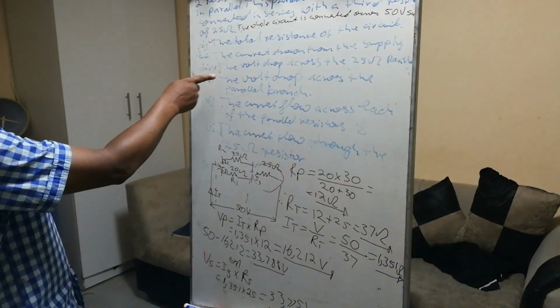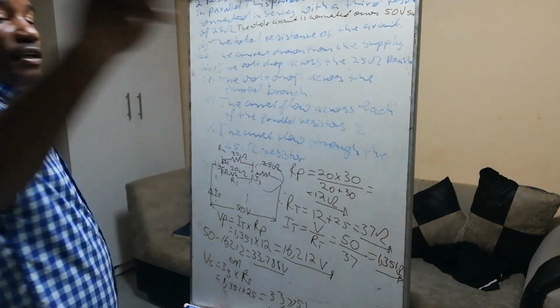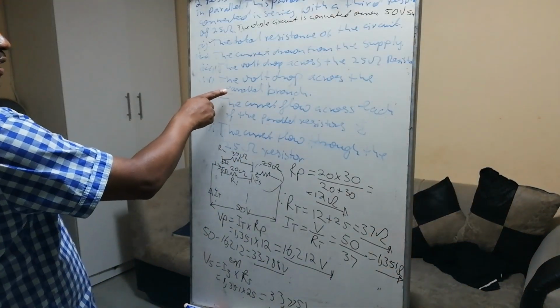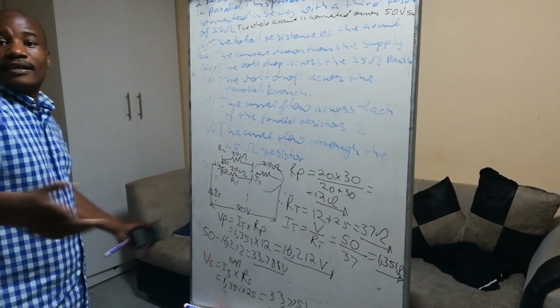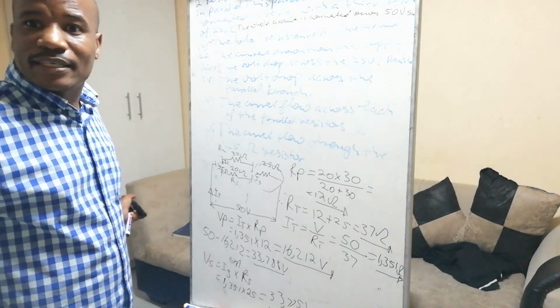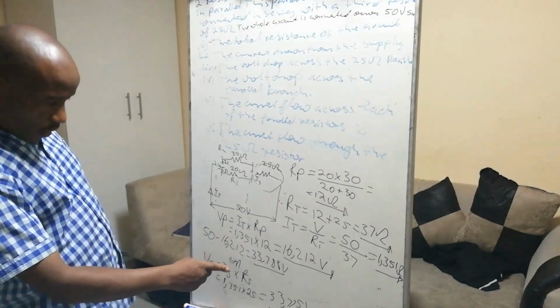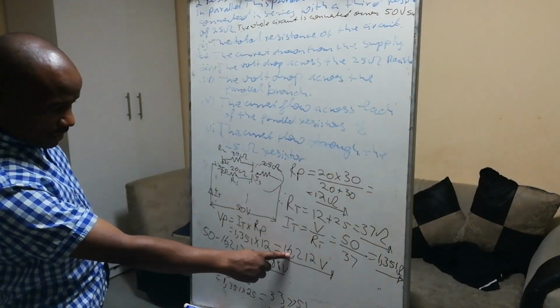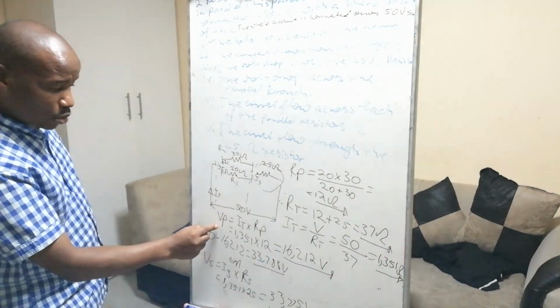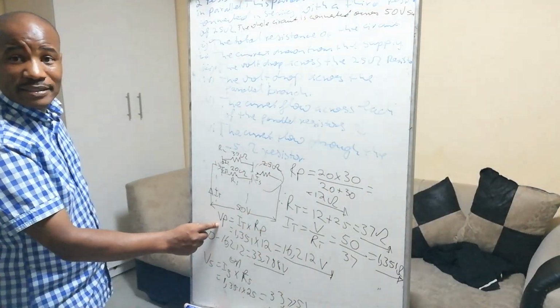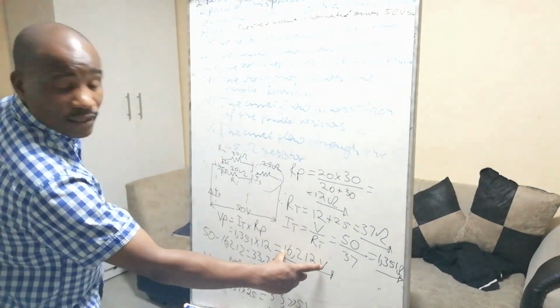Now the voltage drop across that is done. Now they say the voltage drop across the parallel branch. We calculated it already, and it is equal to what? It is equal to 16 there. The voltage drop across the parallel branch. There it is.